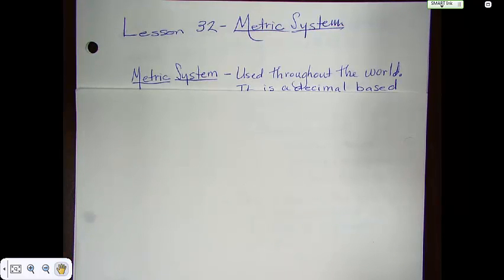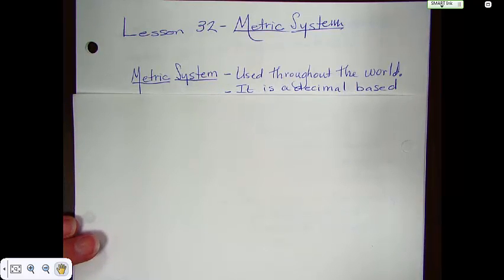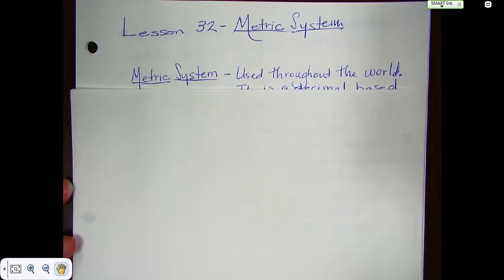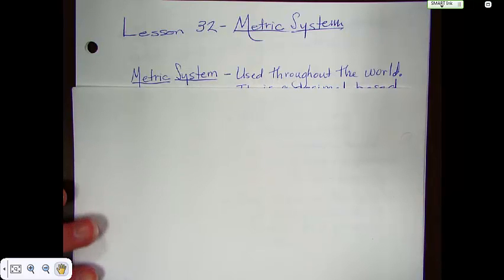Today we're going to talk about Lesson 32. And Lesson 32 has to do with the metric system. The metric system is a system that's used all over the world. It was originally designed in the 1960s, and then was supposedly going to take over all of the nations, and everybody would be using metric by the 1970s.